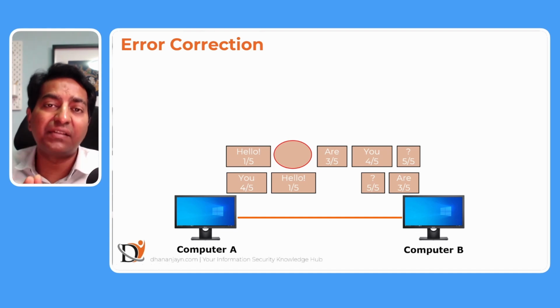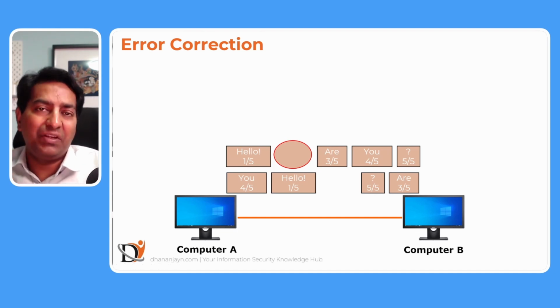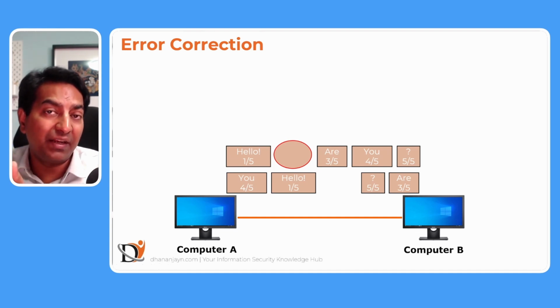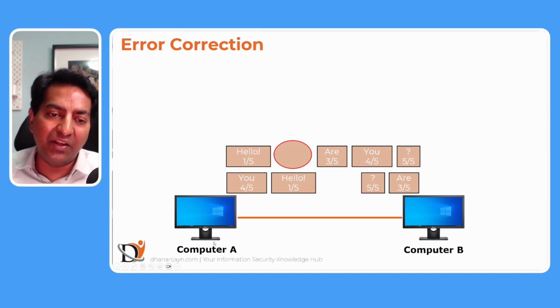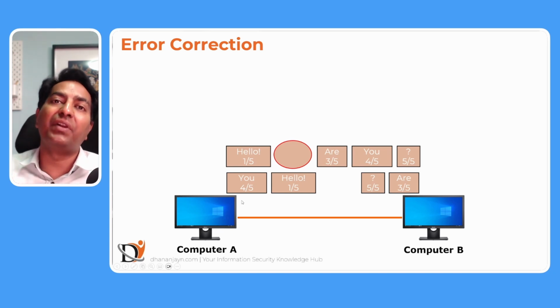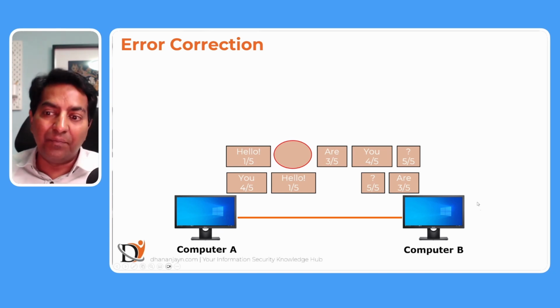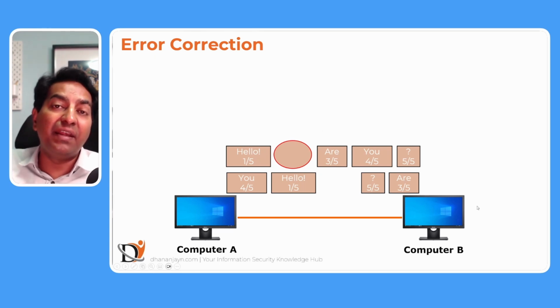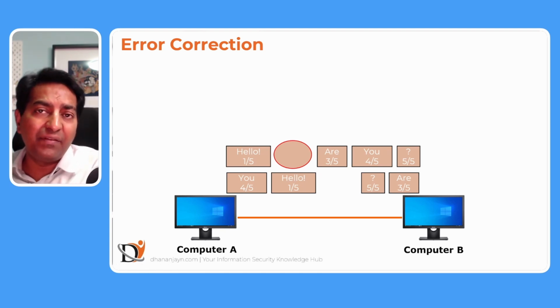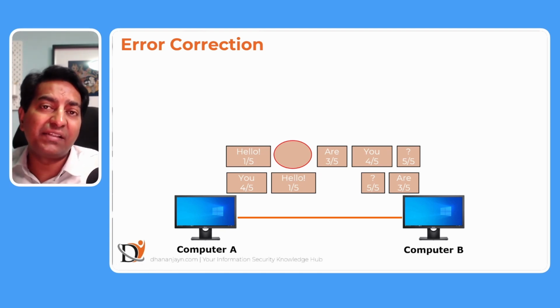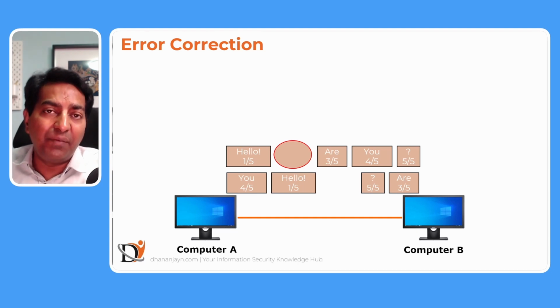And this is error detection, I'm not talking about error correction. Error correction is the functionality of the source transport layer. So it is the functionality of the transport layer on this computer, the sender. But detection of the error is done by the destination data link layer.